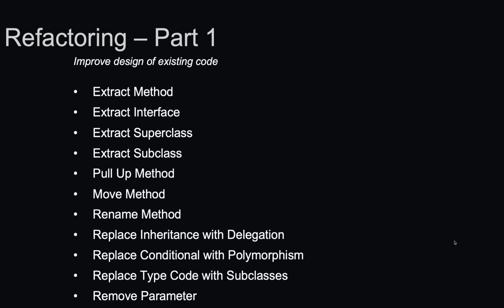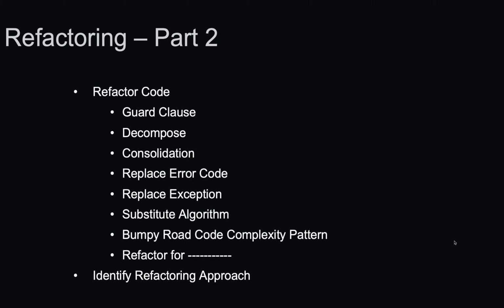In today's demo, we will be covering how we can use Copilot to refactor code, following some of the patterns like the guard clause, decompose method, or consolidation. We'll also look at the Bumpy Road code complexity pattern, where the code goes through different ups and downs, which adds maintainability issues.